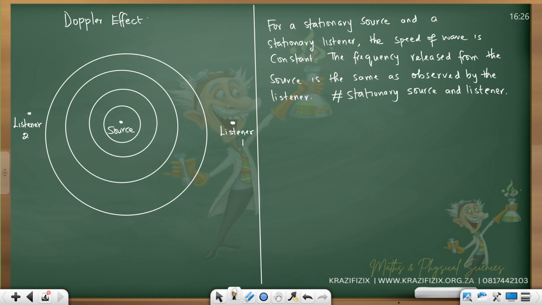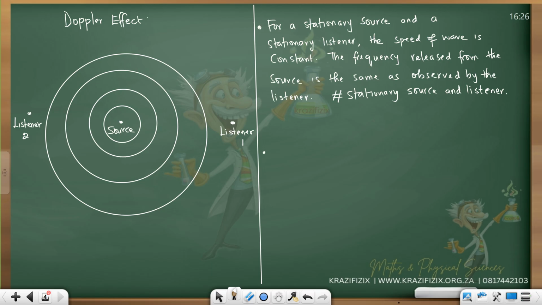For a stationary source and a stationary listener, the speed of the wave is constant, all right? But that's not the main thing. The frequency released from the source is the same as the frequency observed, because both of us are stationary. The number of waves per unit time that the source releases is exactly the same number of waves that the listener would observe. That's point 1.